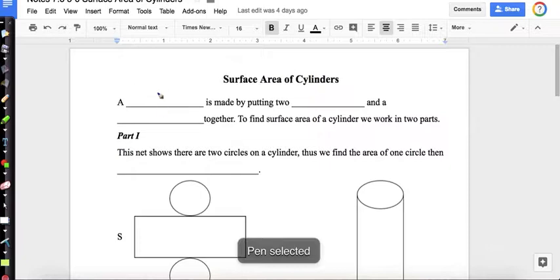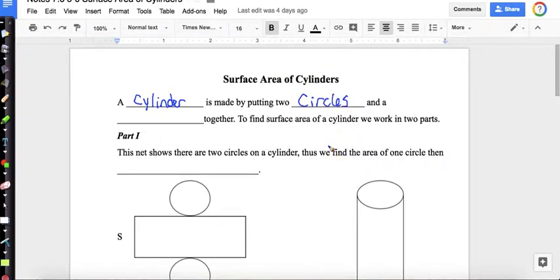So a cylinder is made by putting two circles, one on the top of the cylinder and one on the bottom, and a rectangle together. Think of it this way: if you've ever peeled a soup label off a can, if you unravel it, it's a rectangle. So to find the surface area of a cylinder, we work in two parts.